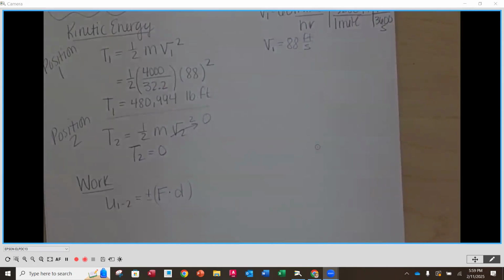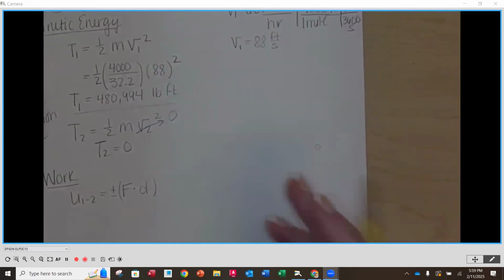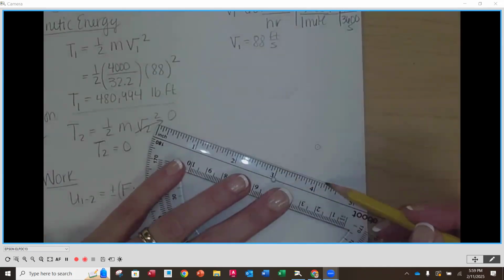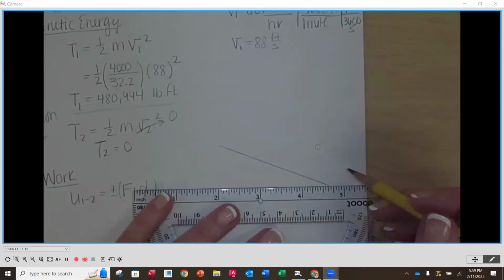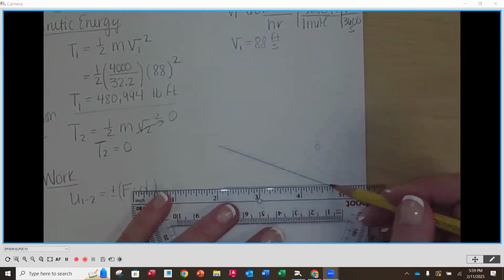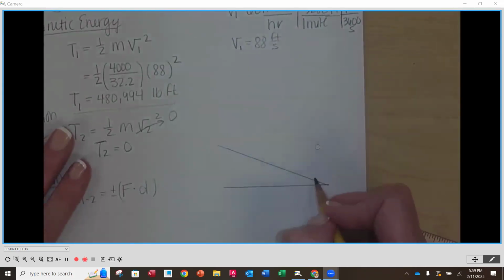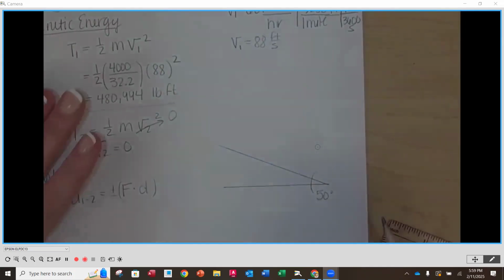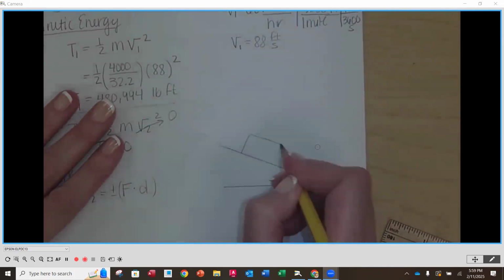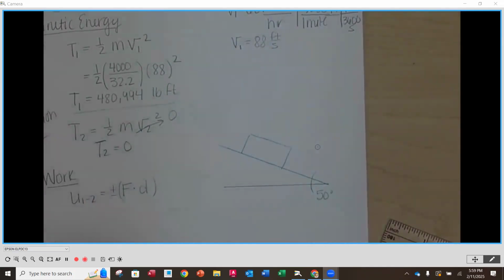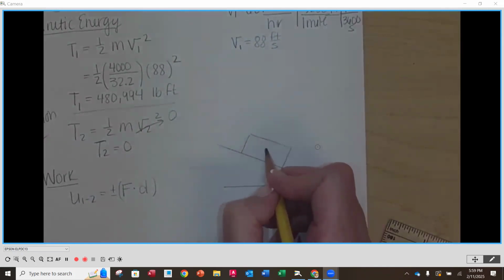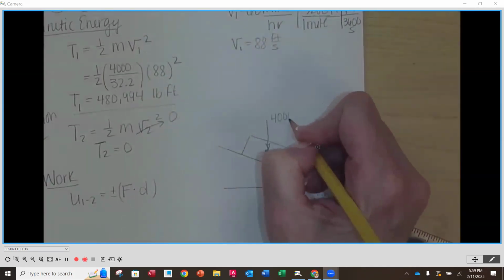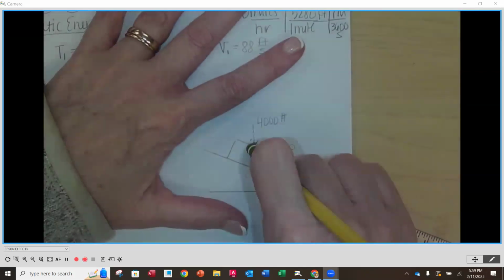So let's look at our block, or not our block, our car that's going to be simulated as a block. Now I'm going to exaggerate our 5 degrees a little bit on my illustration here, just so we can see it a little better. Okay. This is going to be 5 degrees. And I'm going to simulate our car as a block instead of trying to draw out the car. I know that this is going to be my center of gravity. And I know that the weight is 4,000 pounds.